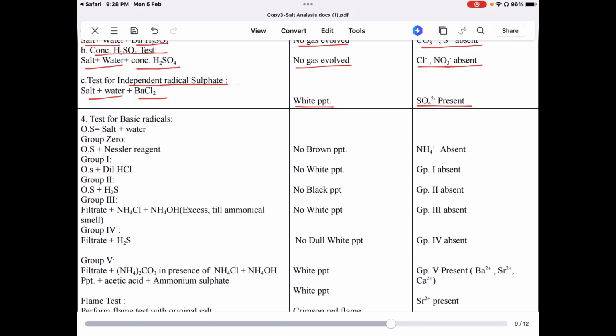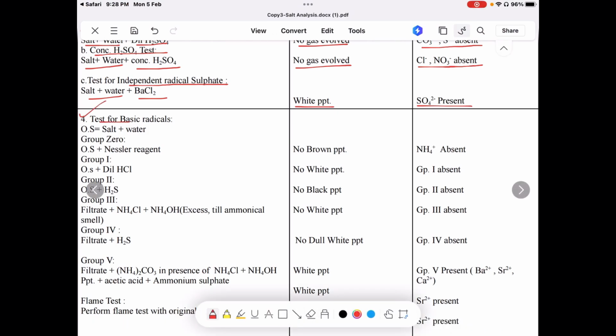Next step, fourth step is test for basic radical. Group 0, to the original solution we add Nessler's reagent, no brown precipitate, ammonium absent. Group 1, original solution plus dilute HCl, no white precipitate, group 1 absent. Group 2, original solution plus H2S, no black precipitate, group 2 absent. To the filtrate of group 2, we add ammonium chloride with ammonium hydroxide in excess, no white precipitate, group 3 absent.